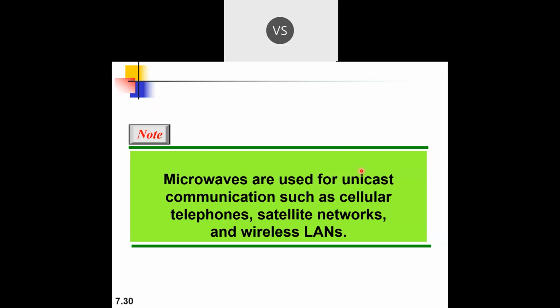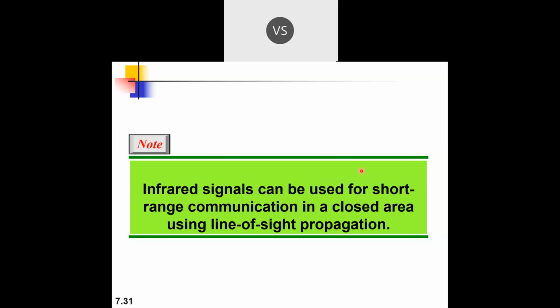Microwaves are used for unicast communications such as cellular telephone, satellite networks, and wireless LAN. So for cellular and satellite, we require a unidirectional or unicast antenna. Infrared signal is used for short range communication in a closed area, line of sight communication.